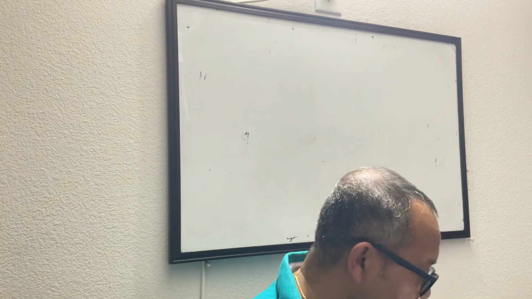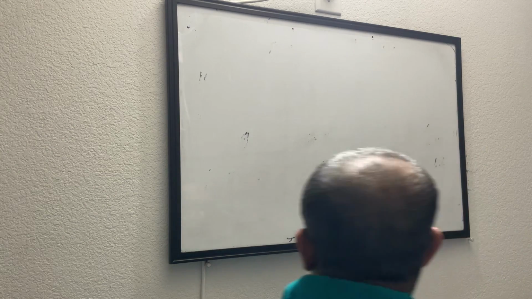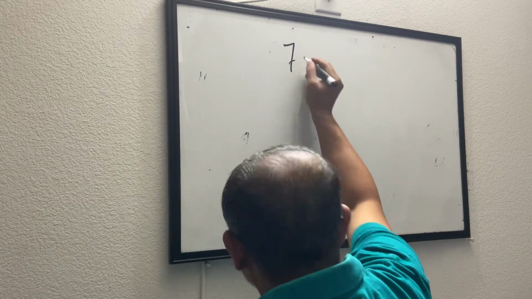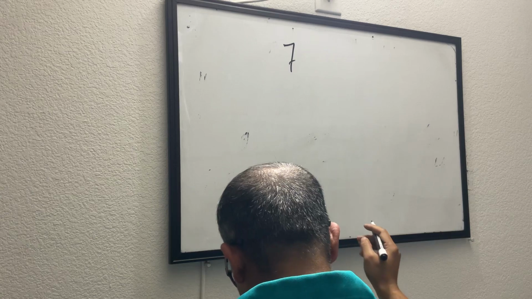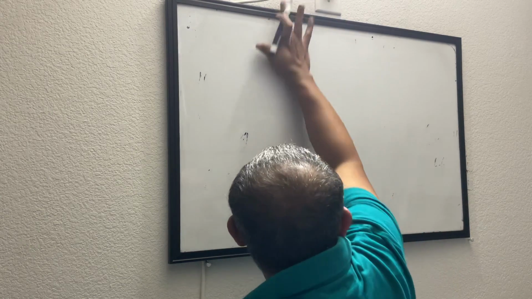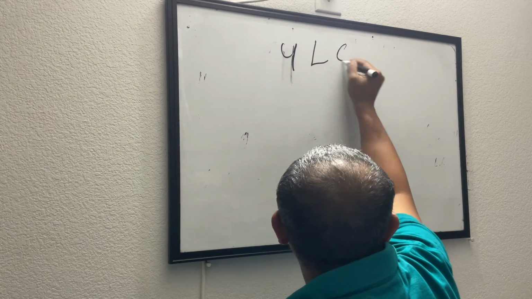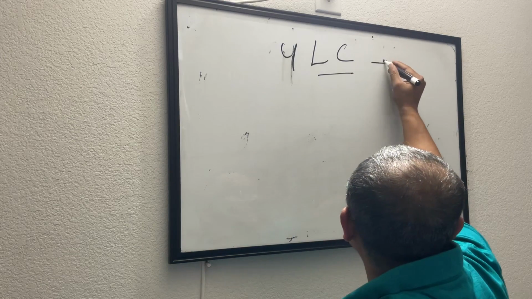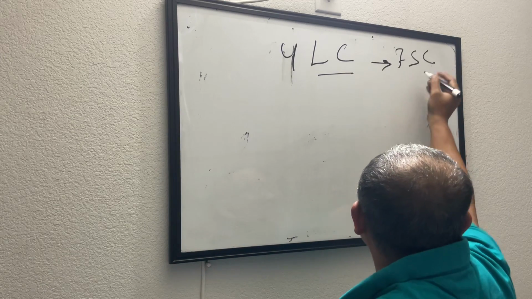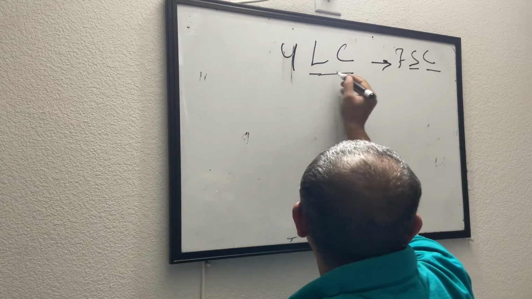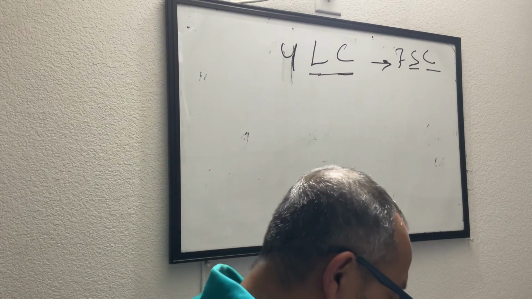Okay, a grocery store orders 4 large containers of milk for every 7 small containers of milk. So the grocery store orders 4 large containers for every 7 small containers. So small container, large container. Okay? So I am reading this question one more time.